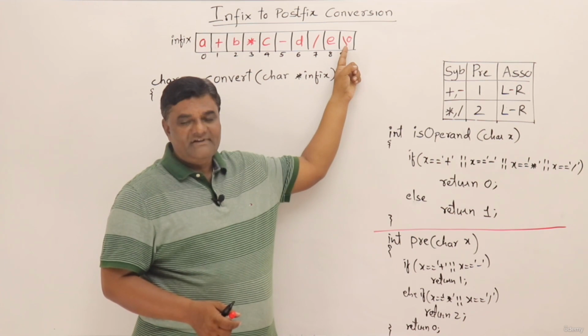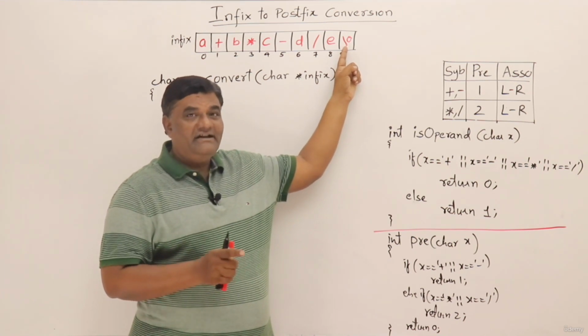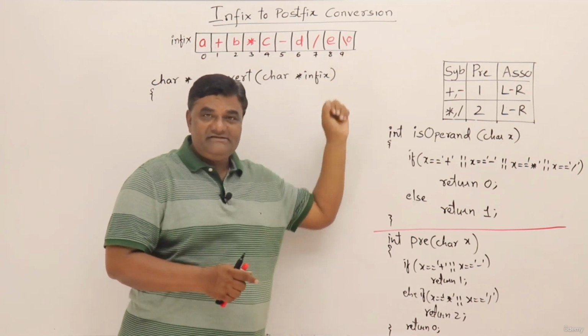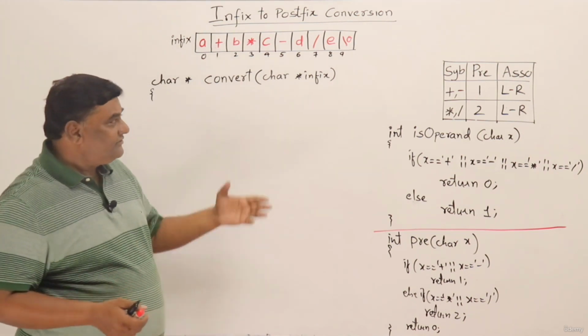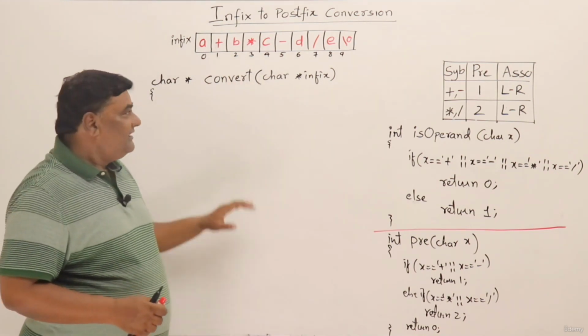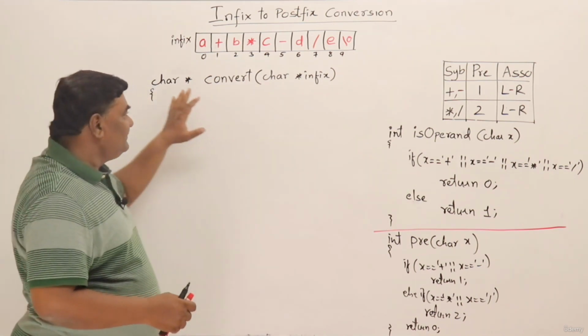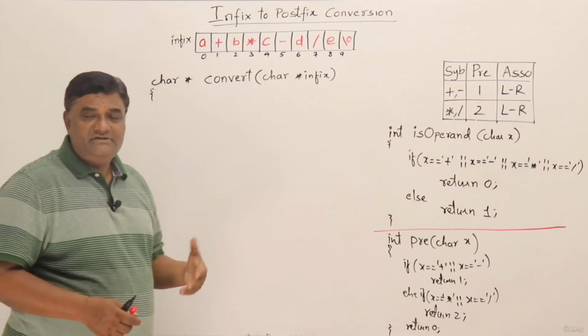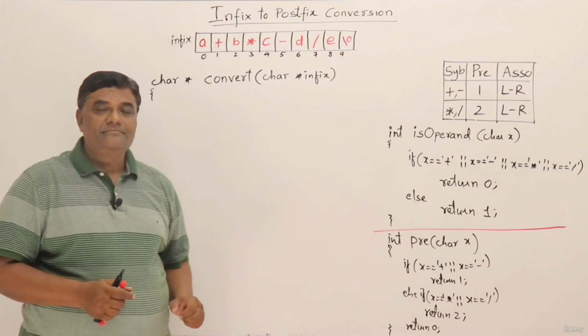by null character, that is \0. So it's a string. So this is also a string or character pointer. It will convert and returns a character pointer. So that's postfix it will return.